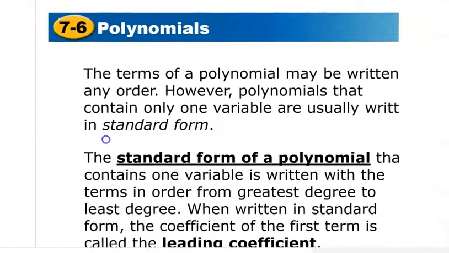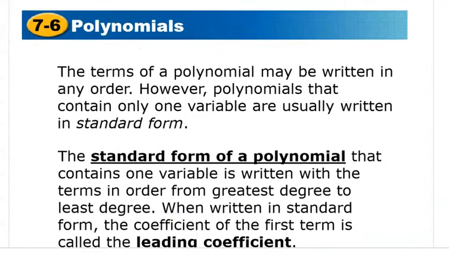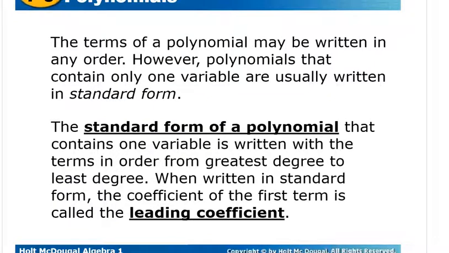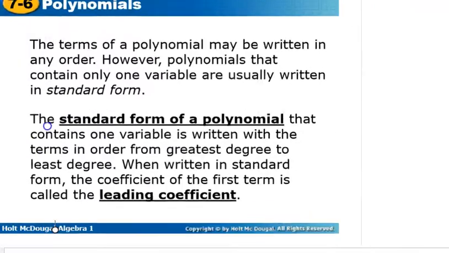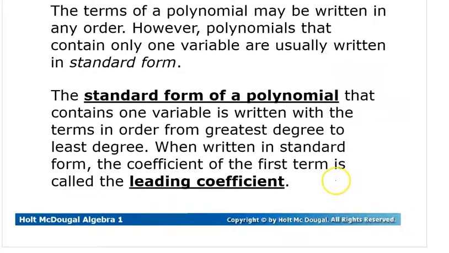In terms of polynomials, they may be written in any order. However, there's one way that is like proper grammar, if you want to think of it that way. Kind of like in English, you capitalize the first letter, you put a period at the end. We have a standard form of writing a polynomial in math. That way it looks nice, and we usually write the biggest degree in the front. Now the number that's on the very front is called the leading coefficient. So first of all, if I have 2x, that 2 is called a coefficient.